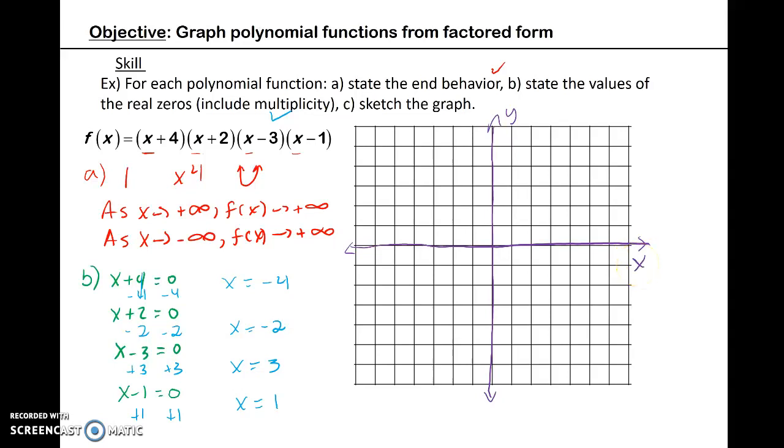Okay, and now we're going to just graph the information that's given, our end behavior and our zeros. So we have a 0 at negative 4, so 1, 2, 3, 4. We have a 0 at negative 2, a 0 at 1, and a 0 at 3.